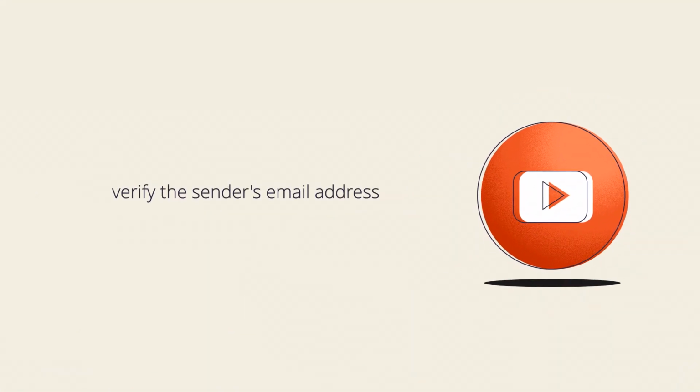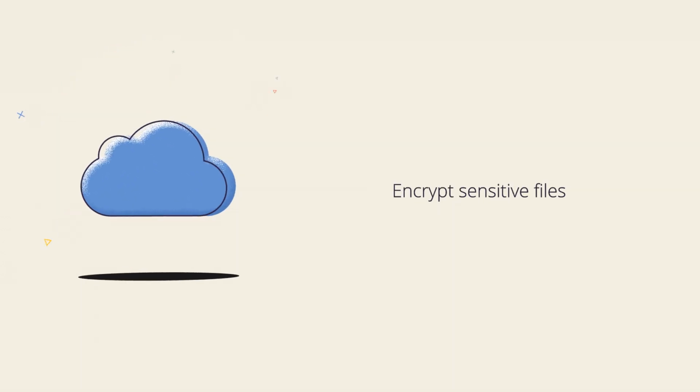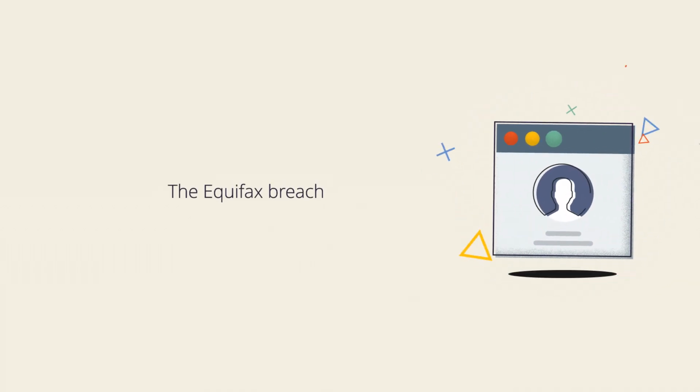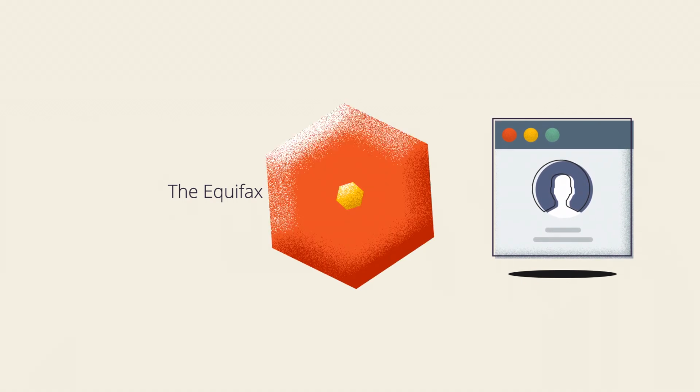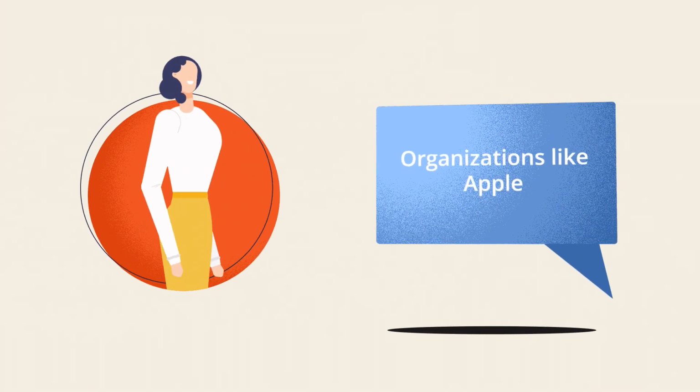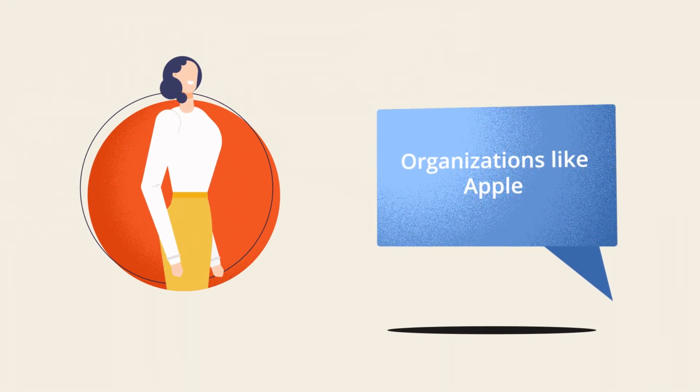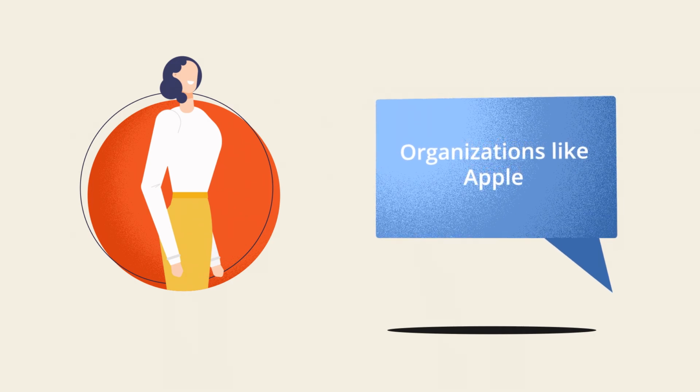Always verify the sender's email address and avoid clicking on links from unknown sources to avoid phishing scams. Encrypt sensitive files before sharing them via email or cloud storage to ensure data security. The Equifax breach in 2017 exposed the data of 147 million people due to weak security protocols, highlighting the need for better encryption. Organizations like Apple use encryption to secure user data on iPhones and iCloud, demonstrating successful encryption practices.